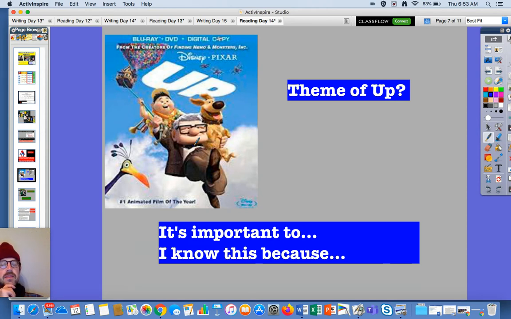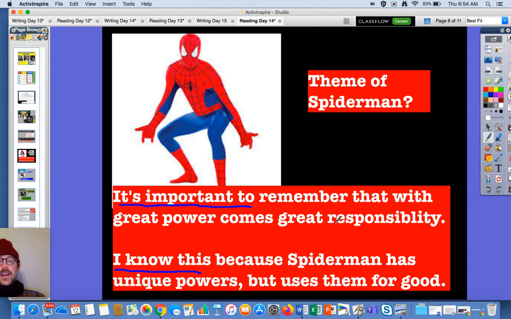And the thing with theme is it's something that you'll understand even if you've never seen this story. So you wouldn't say it's important to be friends with whatever this kid's name is. I forget his name. It's important to love a dog. It's important to have fun with a dog, because that's really specific, right? So we're going to try to think of a theme as something that even if I've never seen Up, I can still understand. So even if I've never seen Spider-Man, right? I can still understand that with great power comes great responsibility.